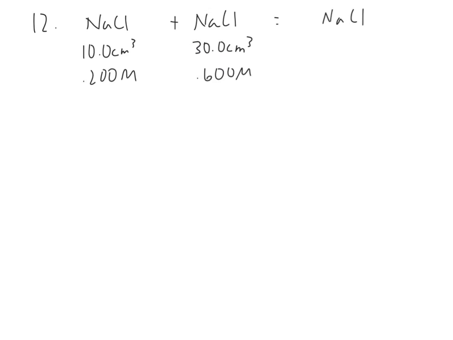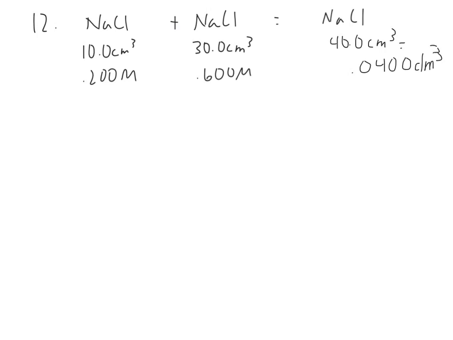Number 12 talks about mixing 2 different amounts and 2 different strengths of NaCl together, and they want to know what the resulting solution will be. Well, the resulting volume is just going to be 10 plus 30, or 40 centimeters cubed. Or we can think of this as 0.040 decimeters cubed.